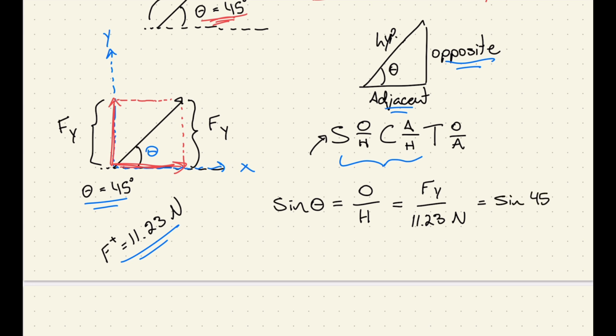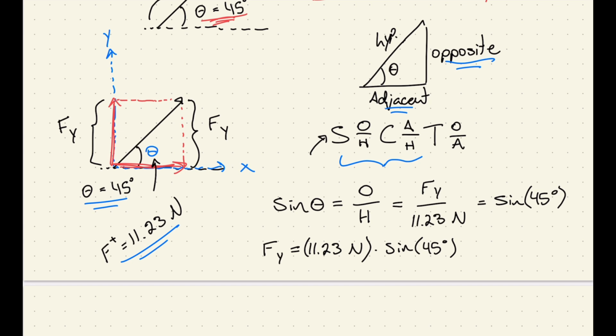Sine of 45 degrees. Why can we replace that? Because we have the angle right here. We're talking about the angle. Okay. Now we can create an equation by just multiplying this 11.23 on both sides, and we can get Fy on one side is equal to 11.23 newtons, keep your units, times sine of 45 degrees.